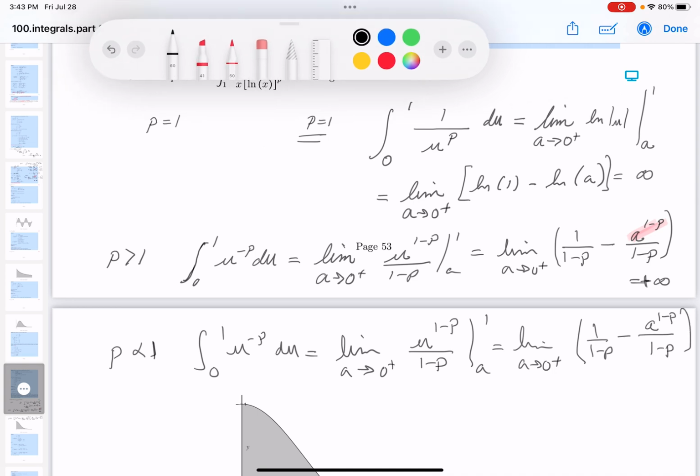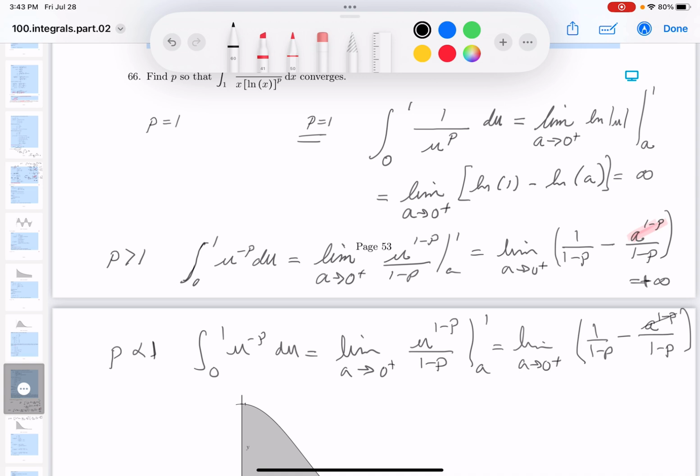Well, again, it's time to think. This guy over here, a goes to 0 from the right, and 1 minus p, if p is less than 1, is going to be positive. So that goes to 0. That's pretty easy, I think. So what do you have there? You get 1 over 1 minus p. So I'm going to say it converges just for this case over here.